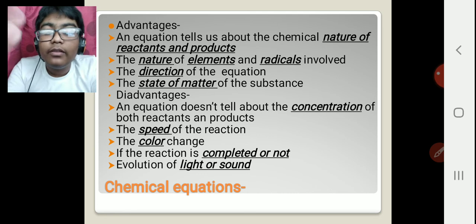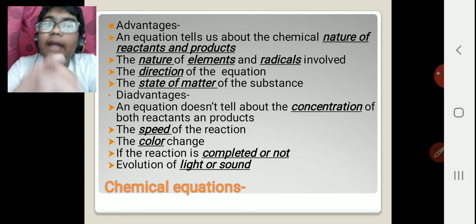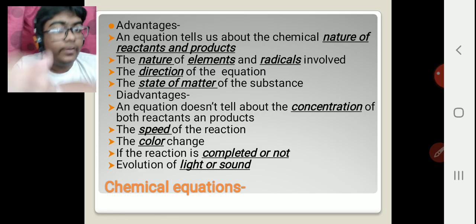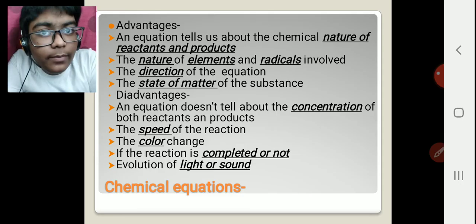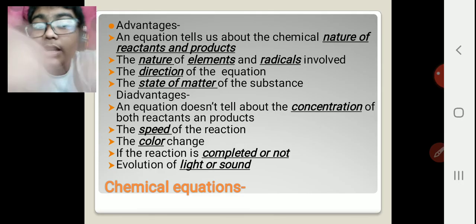The state of matter, solid, liquid, gas of the substance, it tells. The disadvantage is that the equation cannot tell about the concentration of both reactants and products. That means whether the reactant is more or the product is more, and what is more and what is less, all that it cannot tell.